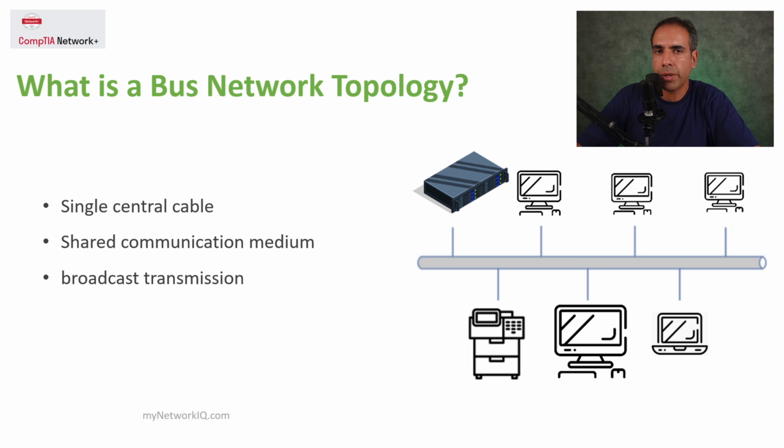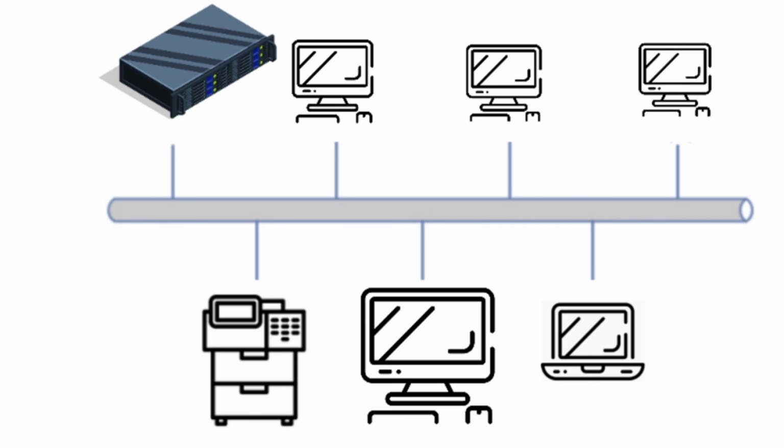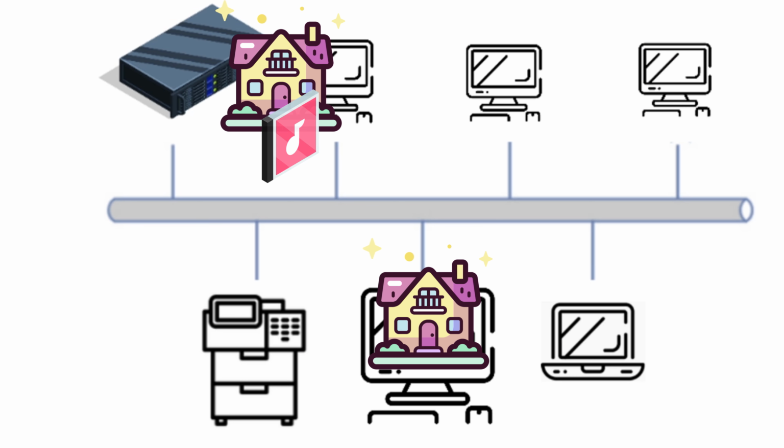A bus network is a type of network setup where all devices such as computers, printers and servers are connected to a single central cable known as the bus or backbone. Imagine it like a main road with houses or devices connected along it. Each house can send and receive mail or data along this road.